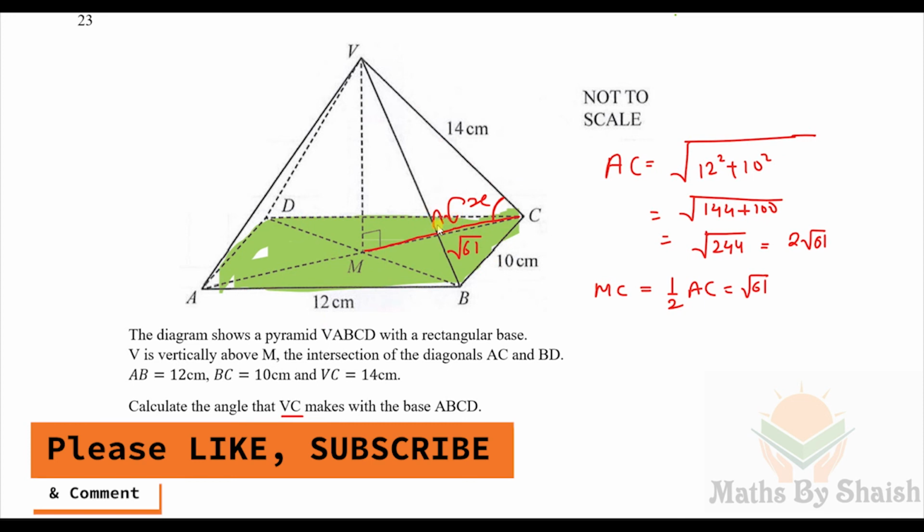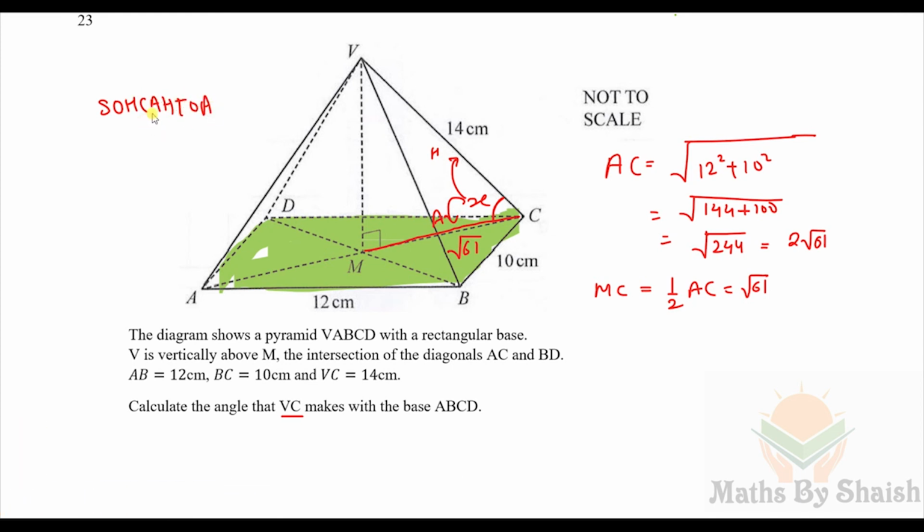So by SOHCAHTOA, we can see that we have adjacent, we have hypotenuse, so we'll use cos. So cos of x is adjacent, root 61, over hypotenuse, 14. So from here, this x, which is the required angle, would be cos inverse of root 61 upon 14.